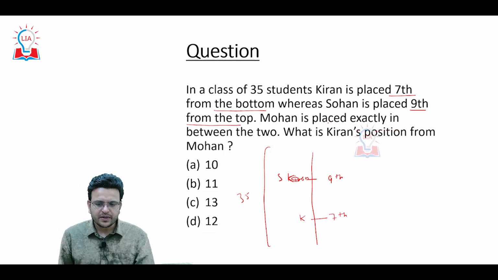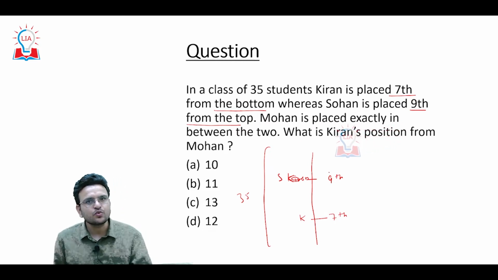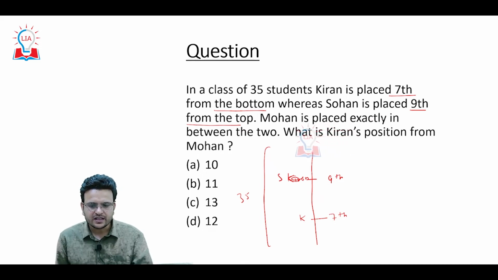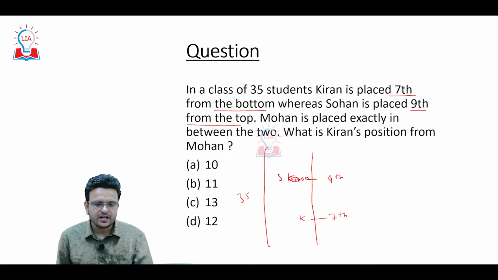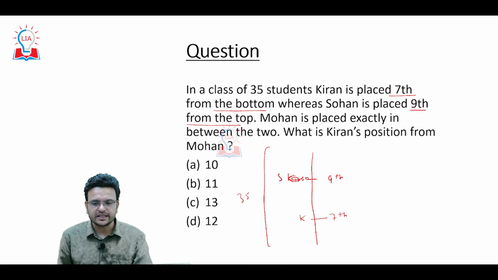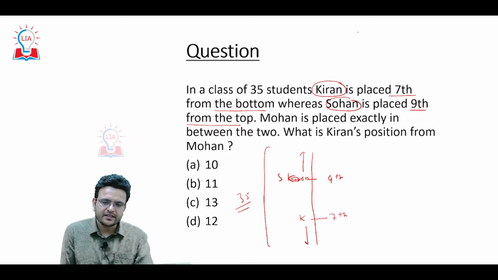Mohan is placed exactly between the two of them. What is Kiran's position from Mohan? If you see here, two students are there. One we have Kiran, second we have Sohan. Total are 35. So before and after them, how many students are there? 9 plus 7.